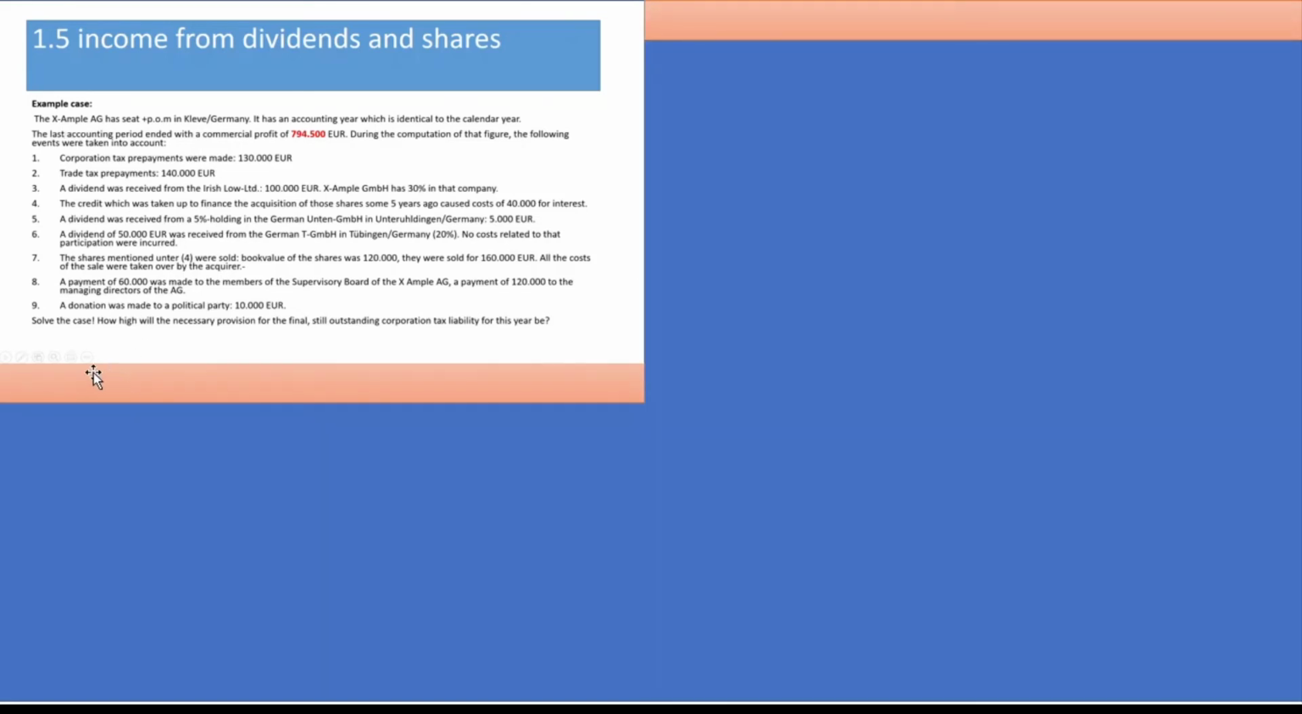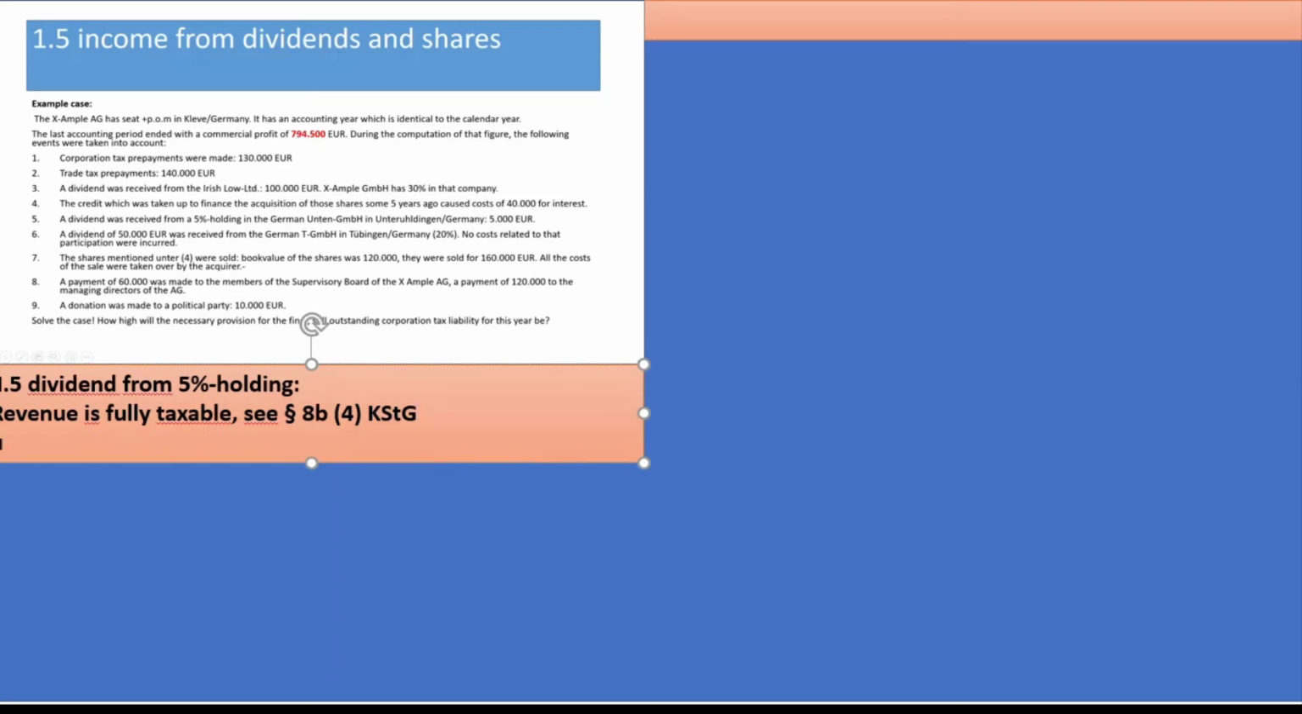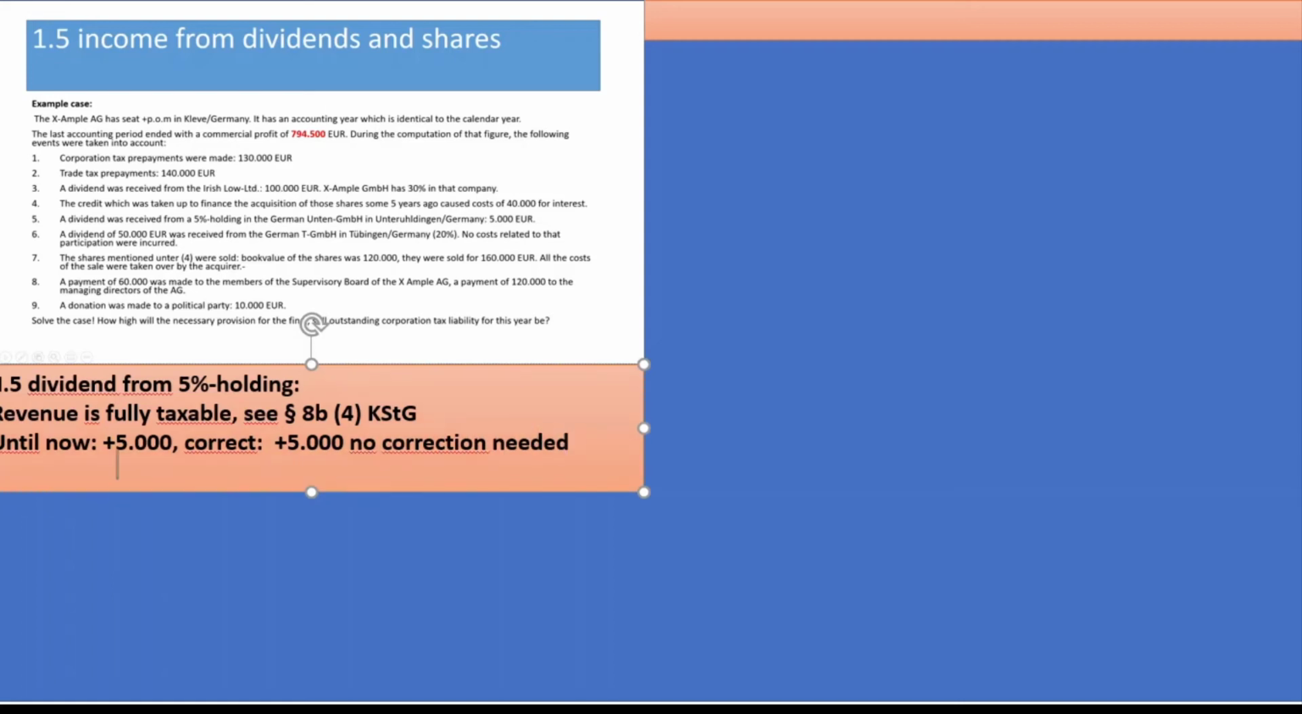Now let's go on to number 5. 2.5. Dividend from 5% holding. Revenue is fully taxable. See paragraph 8b4 KStG, which says the tax exemption does not apply if you hold less than 10%. Until now, plus 5,000, correct, is also plus 5,000, so no correction needed in the commercial profit.